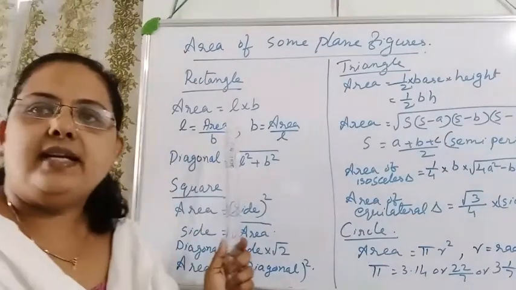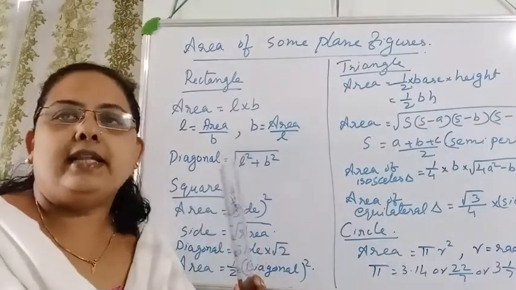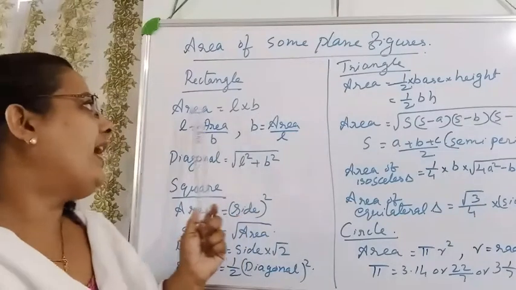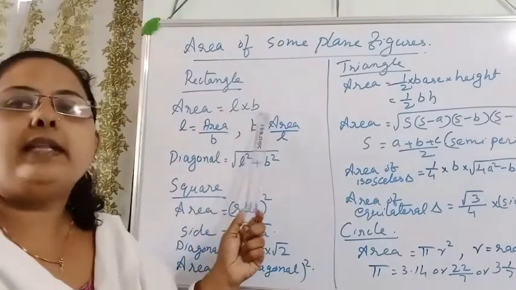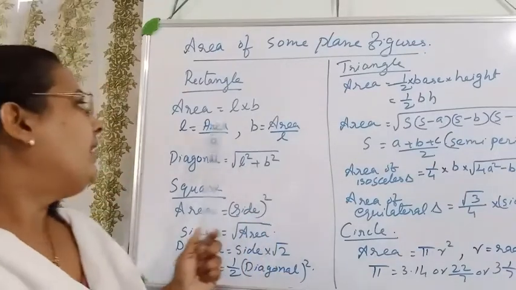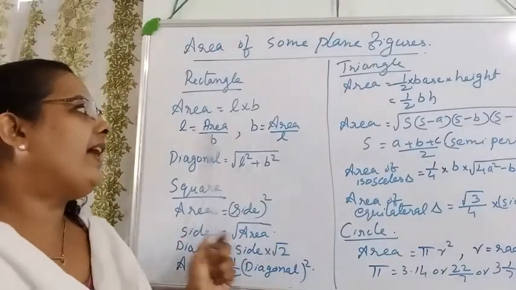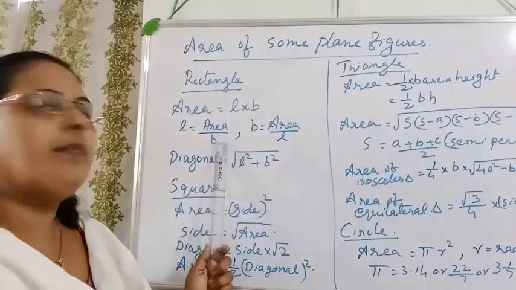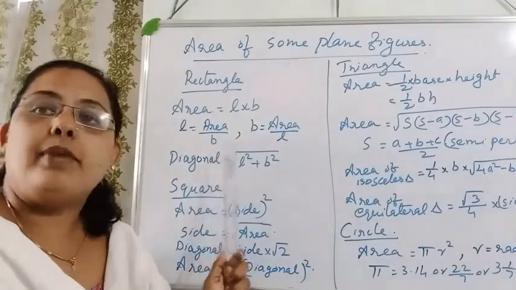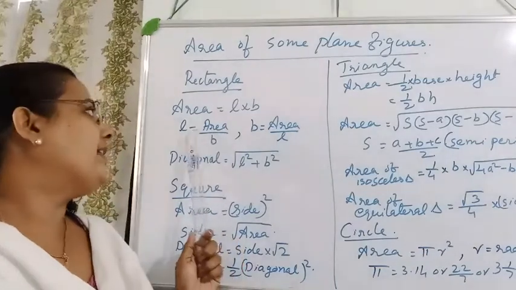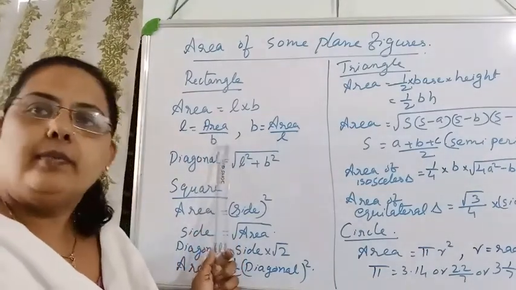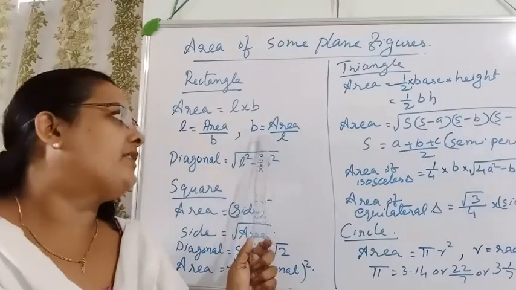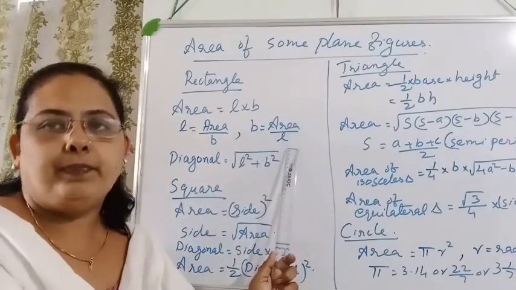We already studied the area of rectangle, that is length into breadth. Here L is for length and B is for breadth. So area of a rectangle is equal to length multiplied by breadth. Now from this area you can find length and breadth. That is what is given here. Length is equal to area by breadth. If area and breadth is given, you can find the length. If area and length is given, you can find the breadth. That is breadth is equal to area by length.